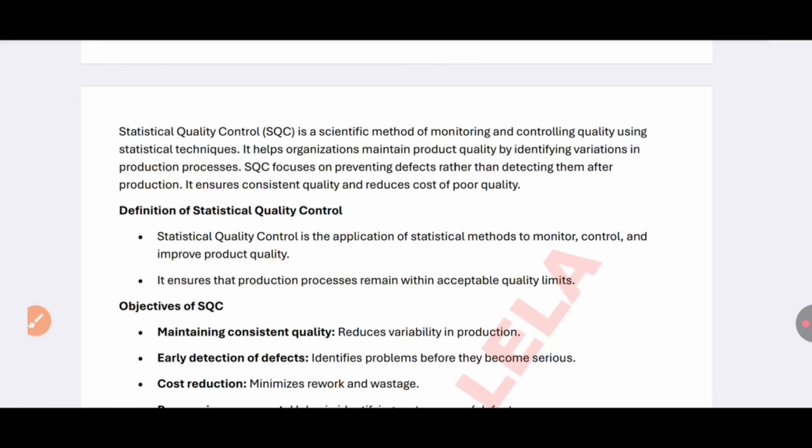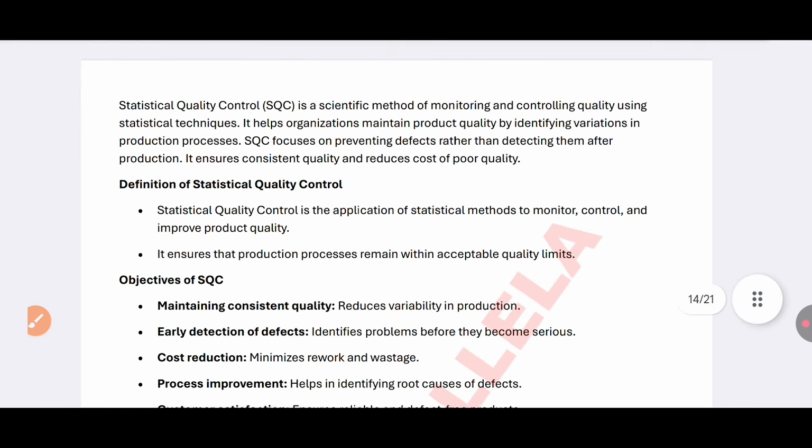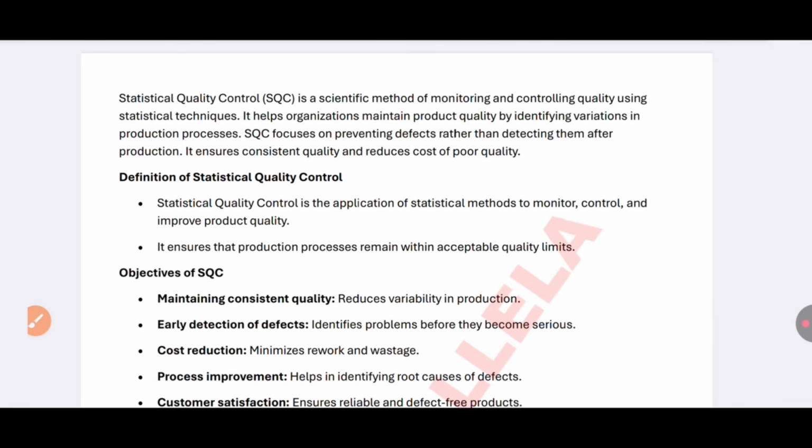It will be able to prevent the defects. It helps in making consistent quality and reduces the expenses and cost also. So for that case, this SQC is very much useful in the organization. Okay, so what is the definition? SQC is the application of statistical methods to monitor, control and improve the product quality. To get acceptable quality limits, this SQC will be useful.